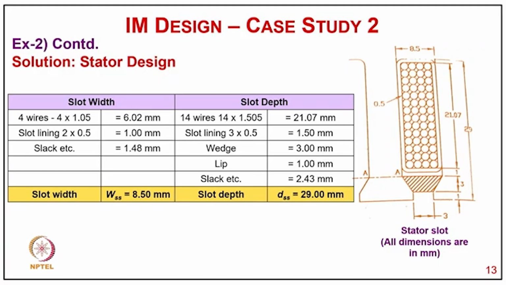Similarly, we can have the slot depth. For finding it, typically 14 wires of 14 into 1.505, and slot lining 3 into 0.5, and wedge of 3 millimeter, lip of 1 millimeter, and slack etc. equal to 2.43. So totaling, the depth of the slot becomes DSS equal to 29 millimeter, as you can see in the diagram.